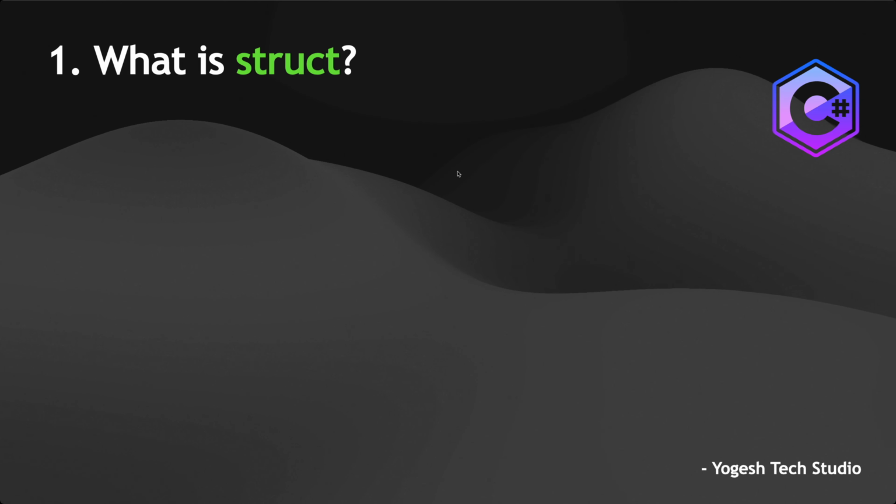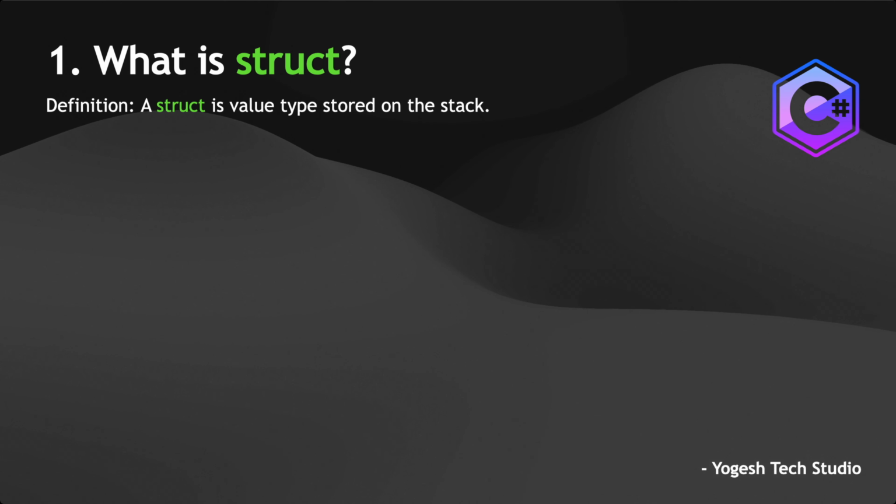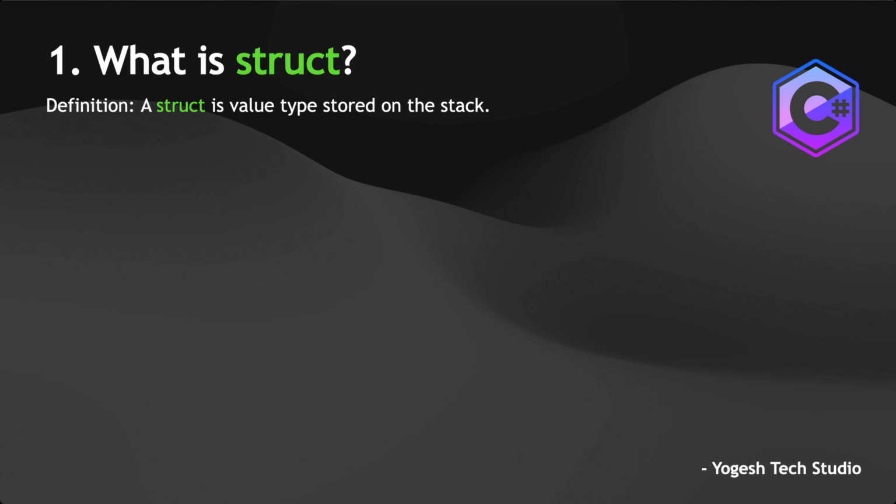So what is struct? A struct is a value type stored on the stack. Simple, very simple definition. In C Sharp, struct is a value type that is stored on the stack instead of the heap. Whereas class, which is a reference type, gets stored on the heap. Struct is lightweight and does not require garbage collection.